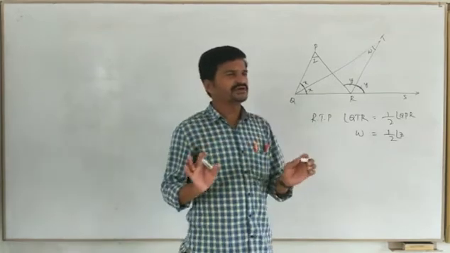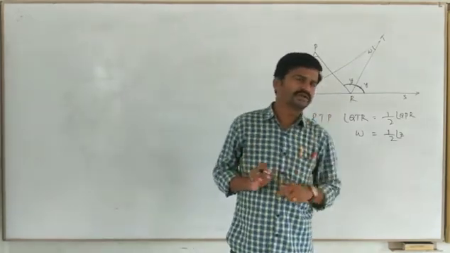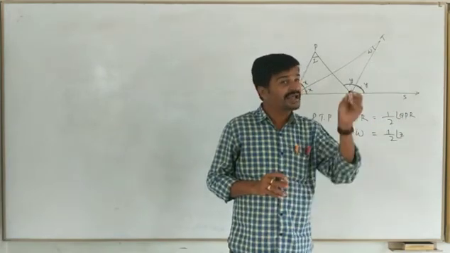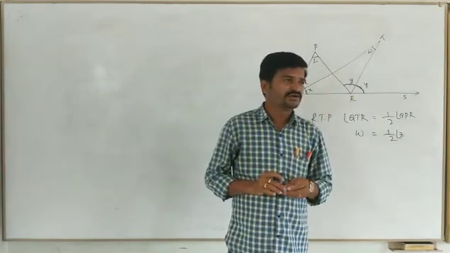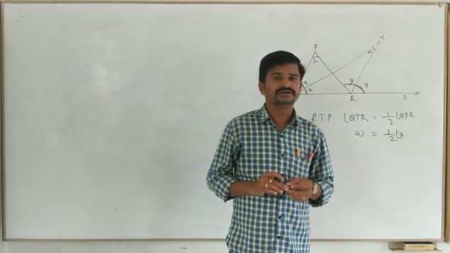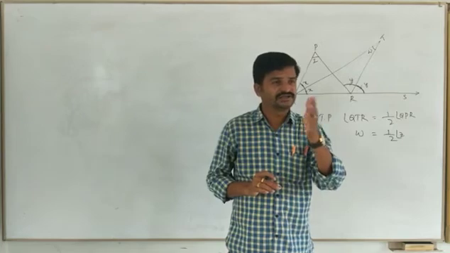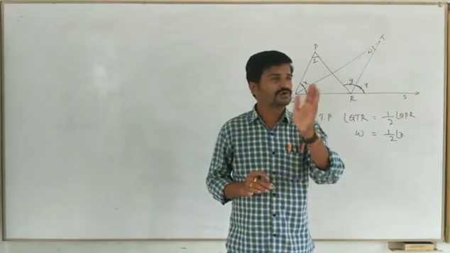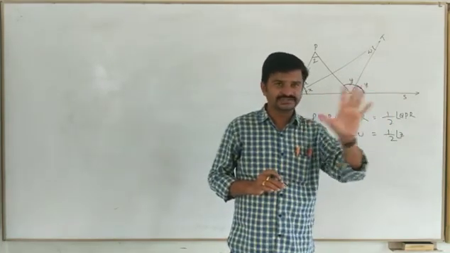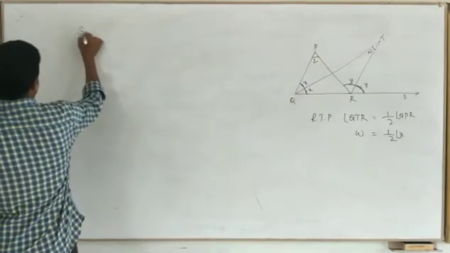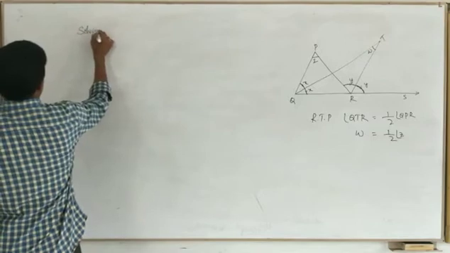The only thing is, here you can apply the property which we learned yesterday, that is the exterior angle property. What is the exterior angle property? The exterior angle of a triangle is equal to the sum of its two opposite interior angles. Is it clear now? Now see, here I am solving. Just concentrate, everybody.